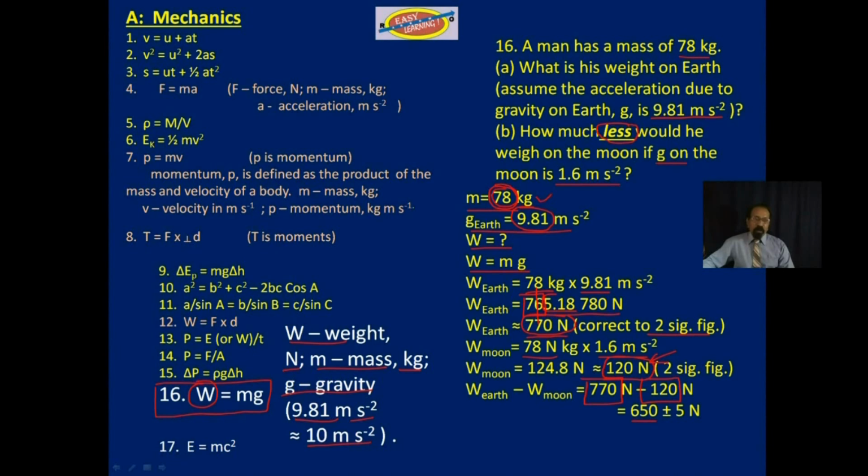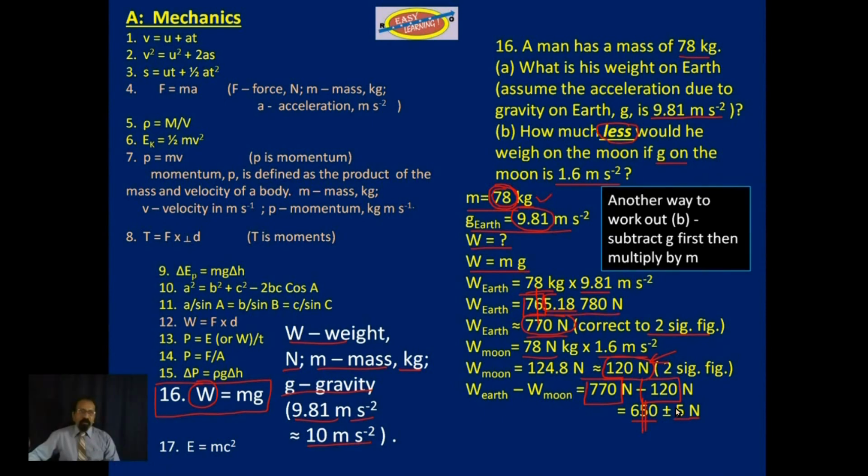And remember, we are rounding off at the tens position here, so that we take half of 10, which would give us 5 more to 5 less newtons. There is another way of doing this part B. If you didn't want to go this way, you could have just subtracted the gravity first, so that you subtract 1.6 from 9.81, and what you get, you then multiply by 78. And that will also give you this same answer here, the difference in weight.